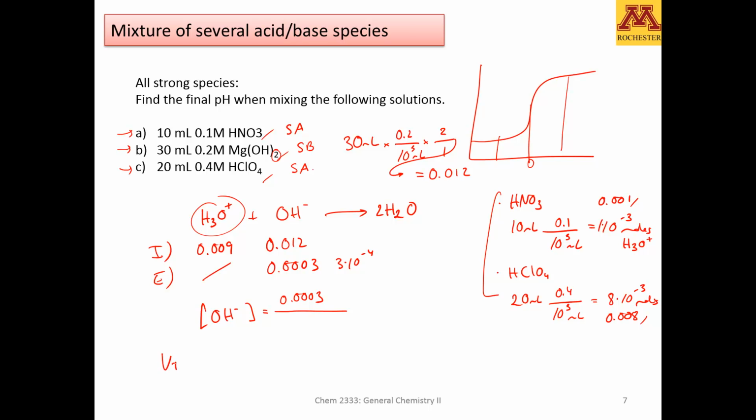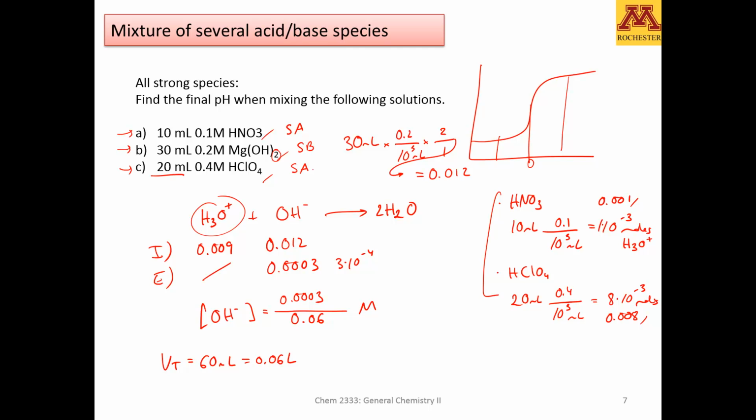How much is the total volume? Well, assuming that the volumes are additive, these are 60 milliliters. I'm just adding this up. This is 0.006, and I apologize, it's 0.06 liters. Okay, and this will give you the concentration of hydroxide.